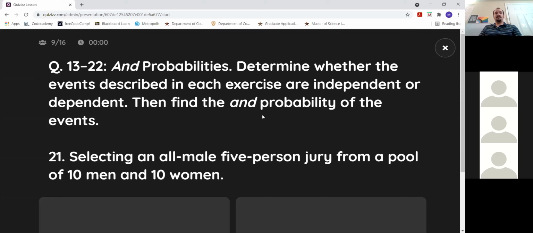Are we picking them all at once or one after the other? I think you want to think about it as kind of one after the other. You have to select 5 people. You're going to select a male, and then another male, and then another male.